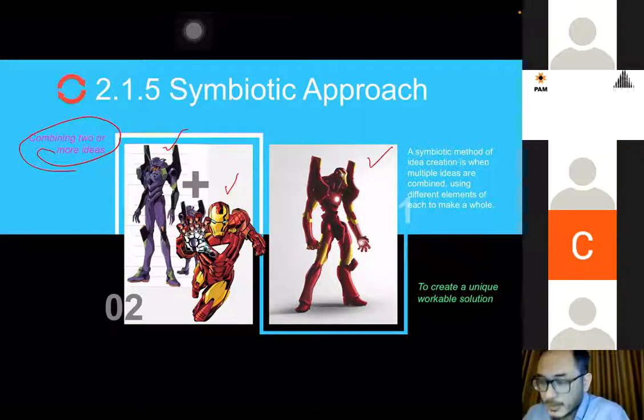But in this example, it is the shape of Evangelion with the color scheme of Iron Man. It can be reversed, right? For example, in the shape of Iron Man, but with the color scheme of Evangelion and a different kind of helmet. It can be that way too. It is totally up to your interpretation, how you want to absorb these two ideas together. So you are the author of your own creation. With this, you can create so many beautiful methods of concept. But remember, this is only one part of the concept, which is the approach.